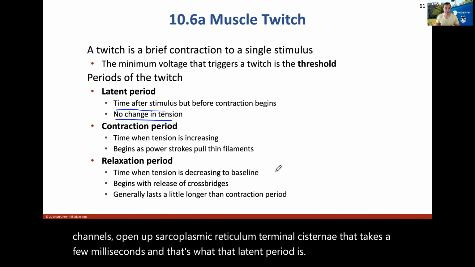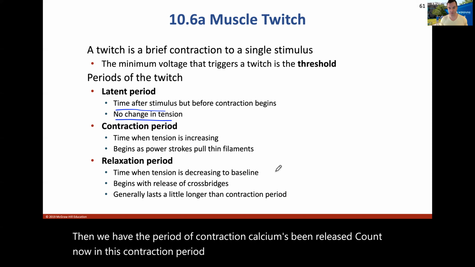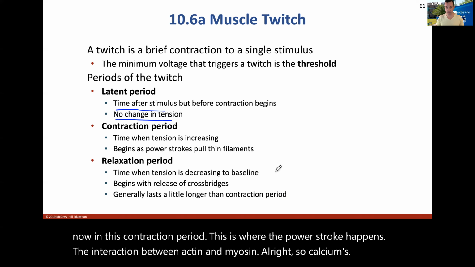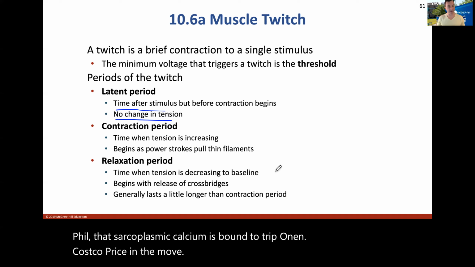Then we have the period of contraction. All right. Calcium's been released. Now, in this contraction period, this is where the power stroke happens. Okay. The interaction between actin and myosin. All right. So calcium's filled that sarcoplasm. Calcium is bound to troponin, causing tropomyosin to move. Actin and myosin are interacting.